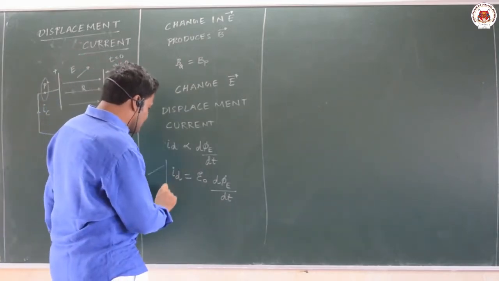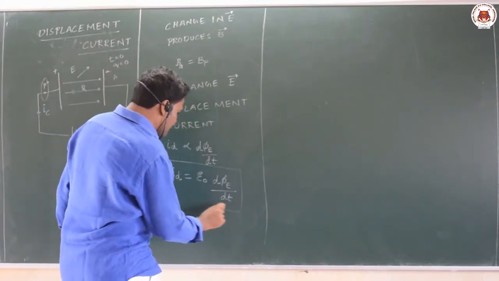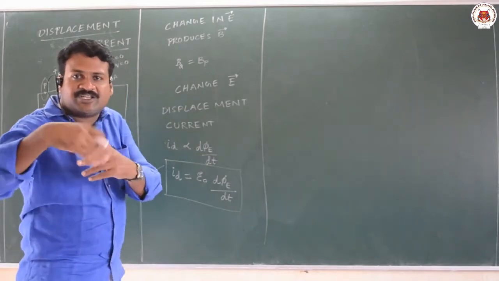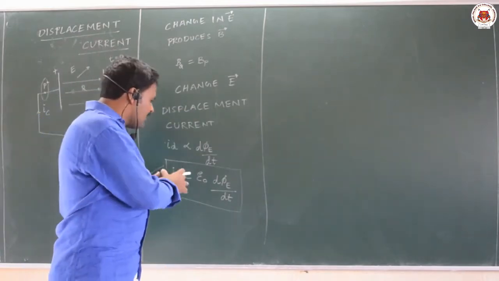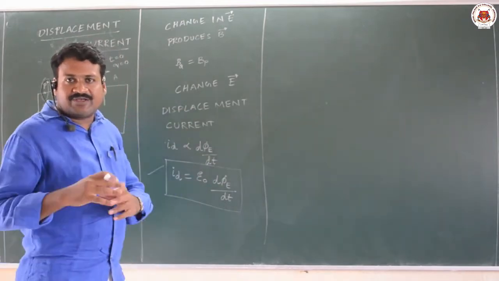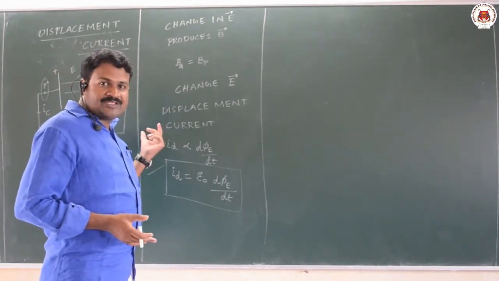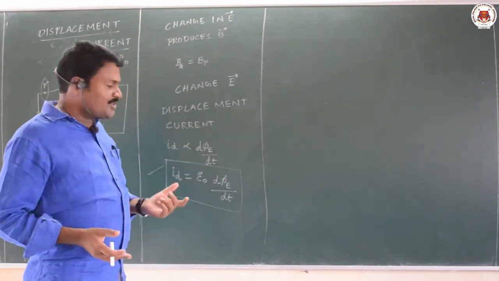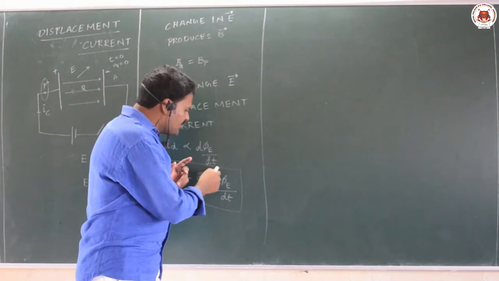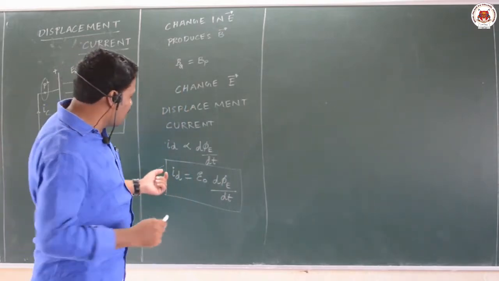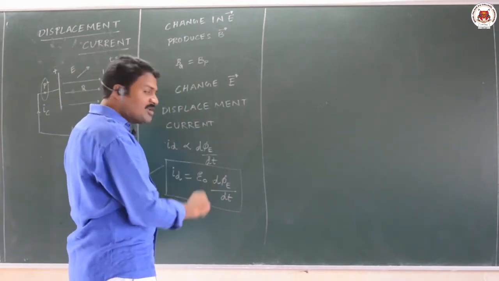The formula for this is epsilon naught d phi by dt. So when you change the electric flux, a current is induced, a current is formed inside the capacitor. This current we call displacement current. It depends upon the rate of change of electric flux. When you remove the proportionality, he has written epsilon naught.